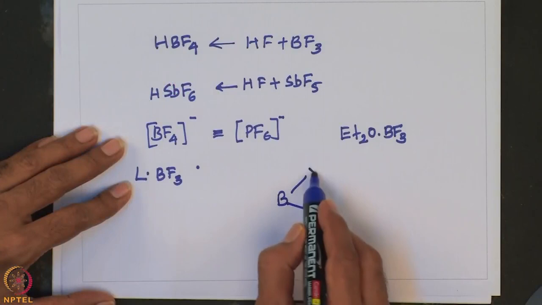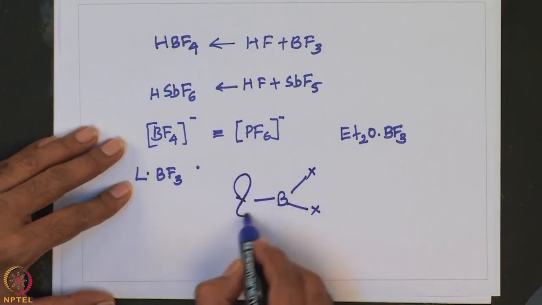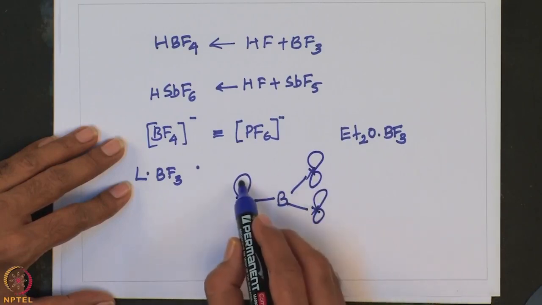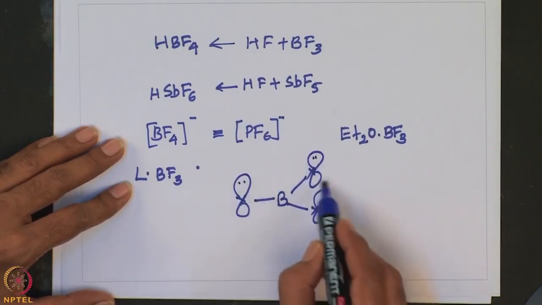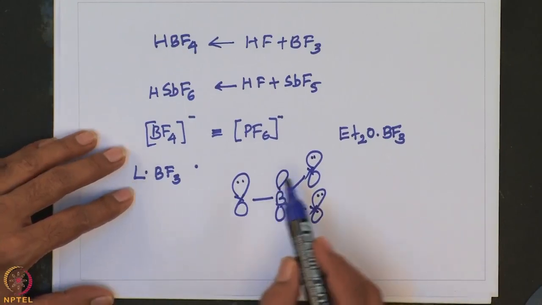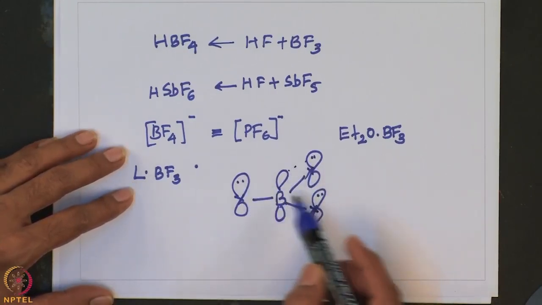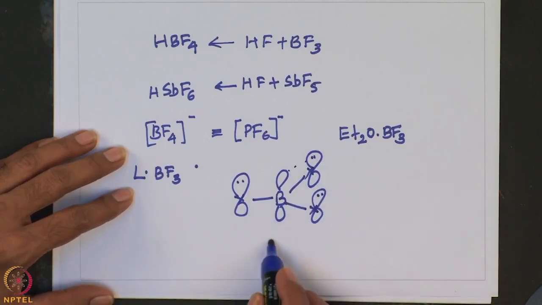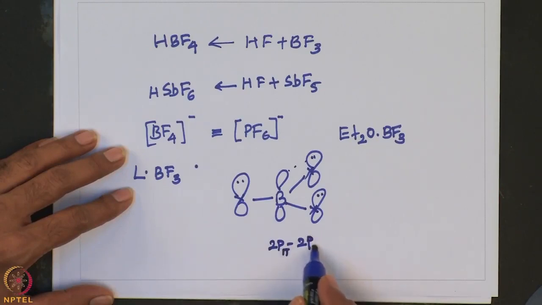Multiple bonding or partial double bond character can be seen from this diagram here. You can see here, as I said, in a typical planar molecule, these are all pz orbitals. We have electrons here, and here this is an empty pz orbital. So, here one can see interactions, and this results in multiple bond character, and in case of boron we can anticipate 2p pi 2p pi interactions. Okay.